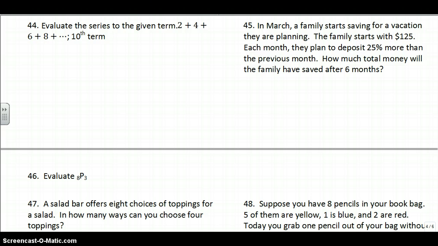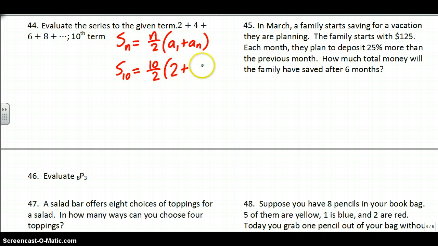So let's go. Evaluate the series to the given term, 2 plus 4 plus 6 plus 8, all the way to the 10th term. Seems like we're adding 2 each time, so this looks like an arithmetic series. So again, the formula is n over 2 times a1 plus an. Good news, I know there's 10 terms, so n is 10. The first term is 2, but regrettably, I don't know the last term, so we're going to have to find it, kind of like we did number 43. We have to use the sequence formula.